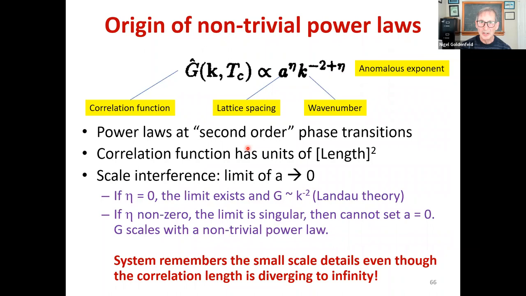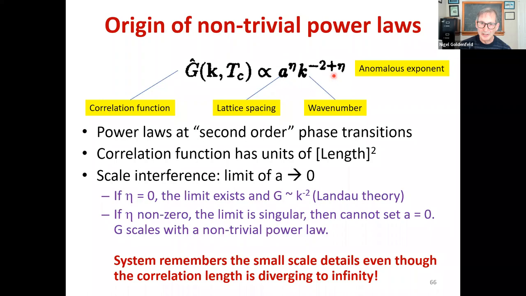So if we then look at where the non-trivial power laws come from, here I'm showing you the correlation function at T_c, and as you know, this correlation function, as a function of wave number, scales as k to the minus 2 plus eta, where eta is the anomalous scaling exponent. Now you might ask, wait, how is that possible? Because we can show that the correlation function has units of length squared, and if it has units of length squared, then surely eta would have to be zero. And the resolution of that paradox is scale interference. The lattice spacing has to come in here in this rather singular way, as shown over here, in such a way as to preserve dimensional analysis.